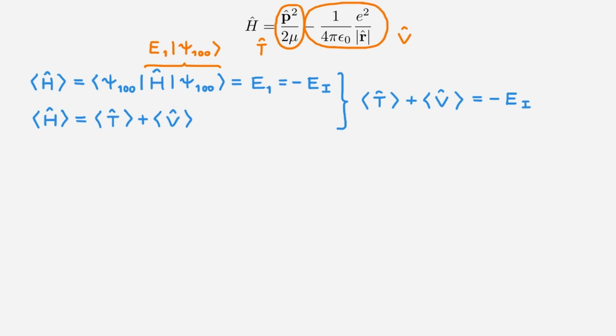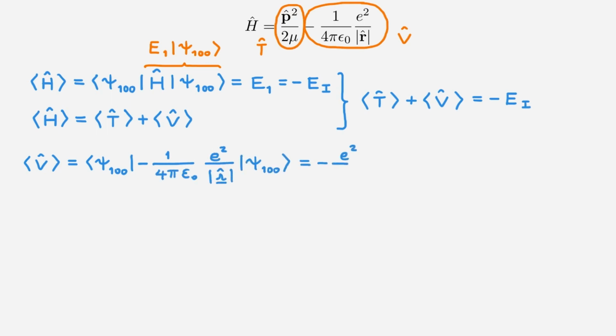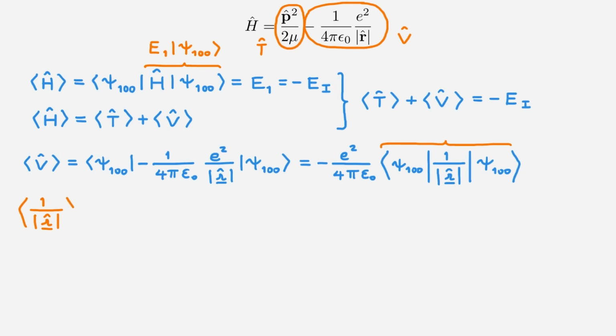Let's next separately consider the expectation value of the potential energy in the ground state. Spelling out the expression for the potential energy, we can rewrite the expectation value like this. We can also take this constant factor out, multiplying the expectation value of 1 over the magnitude of the position operator. So our next job is to evaluate the expectation value here, which we can first copy down.